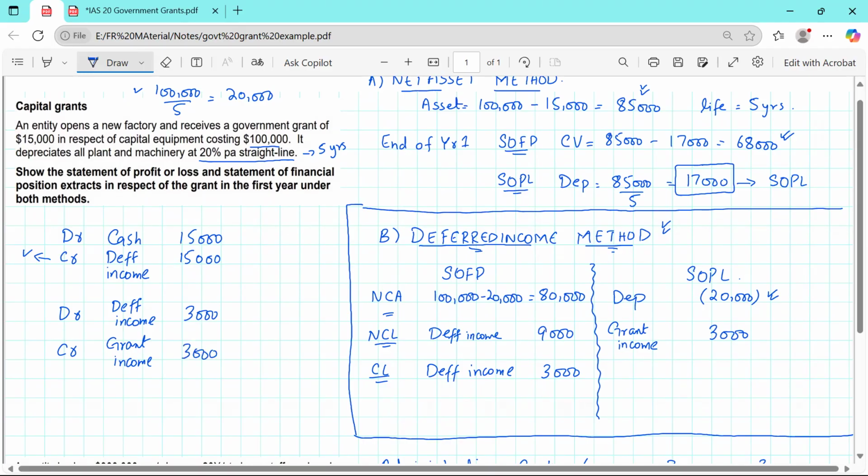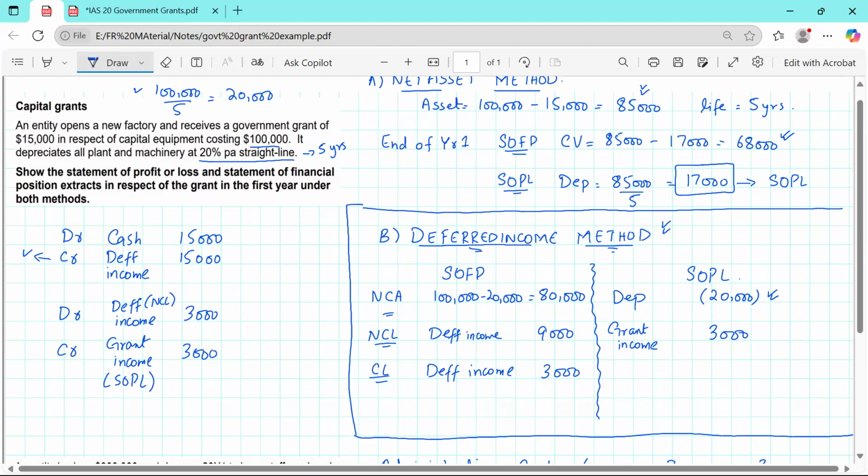When you are crediting something in the SOPL, it means you are adding that to the SOPL, right? And here you are debiting the liability. Okay, you are debiting the liability. So you're reducing the liability basically. Clear? The double entry is clear. So that is the double entry that you are going to make. Clear? For the deferred income.